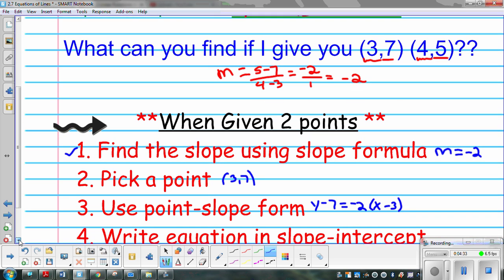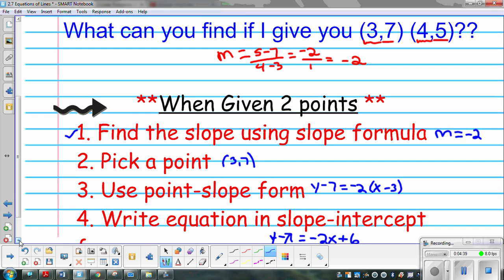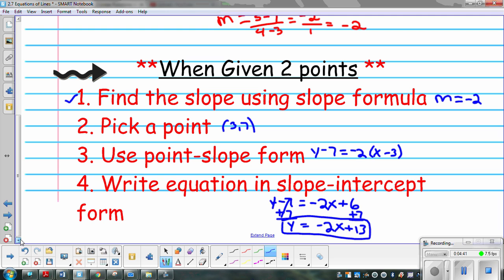Once you pick a point, you now have a point and a slope. You then use point-slope form. Once you're in point-slope form, it's pretty easy. We just rewrite it in y equals by using distribution and then adding or subtracting the constant over. That's where we are headed for today. So once you have those notes down in that example, go ahead and move on.